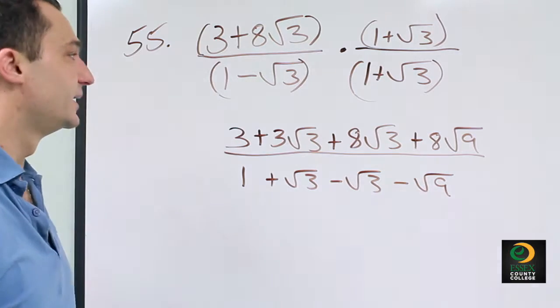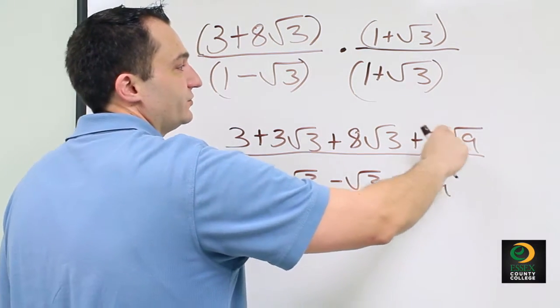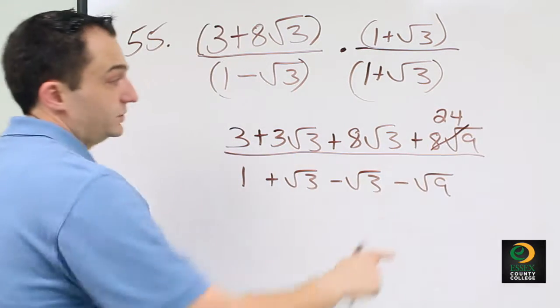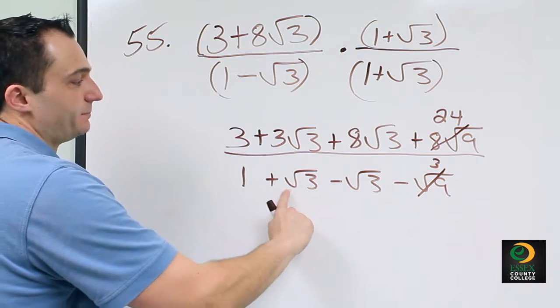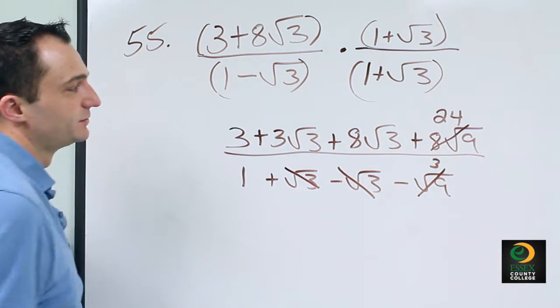Now we have to simplify our fraction. So the square root of 9 is 3. 3 times 8 gives us 24. Square root of 9 is 3 once again. On the bottom, a plus radical 3 and a minus radical 3 simply cancel each other out.